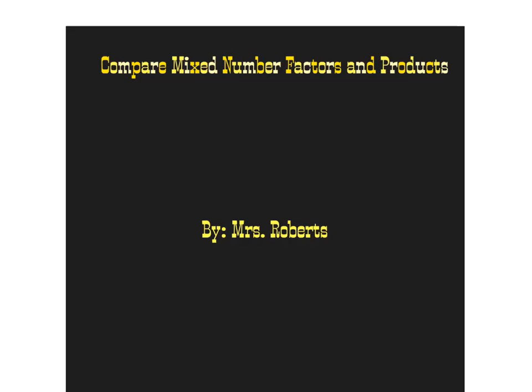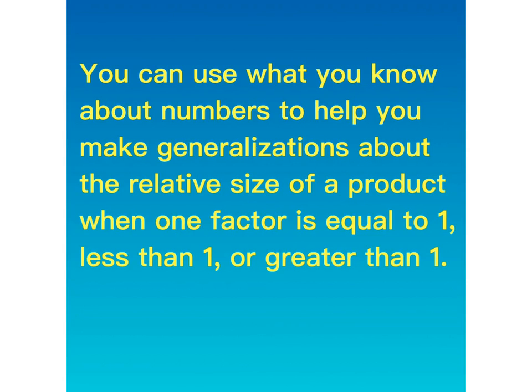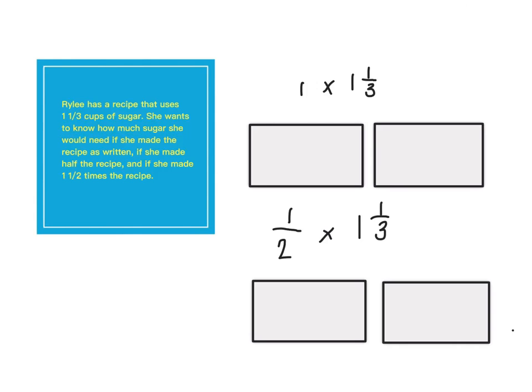This lesson is on comparing mixed number factors and products. So you can use what you know about numbers to help you make generalizations about the relative size of a product if one factor is equal to 1, less than 1, or greater than 1, which is just an easy way to say that you should be able to use what you know to help you.